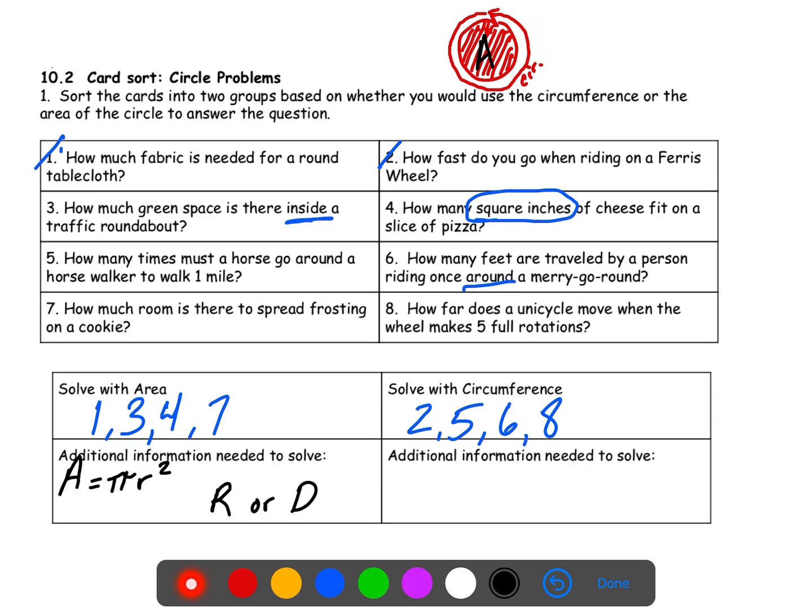because we could find that radius from the diameter. It's going to be the same for circumference, except we'd use a different formula. Remember, circumference is pi times diameter. And in that case, again, we're going to need to know the radius or the diameter to solve for that.